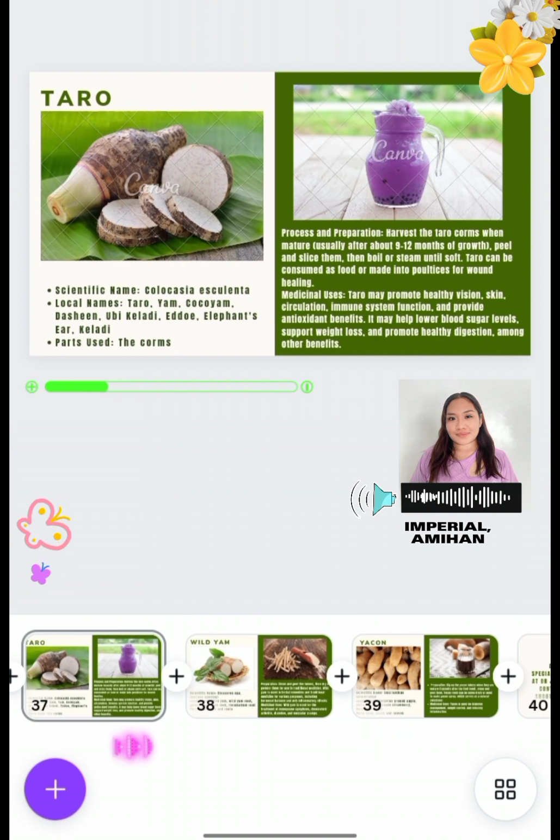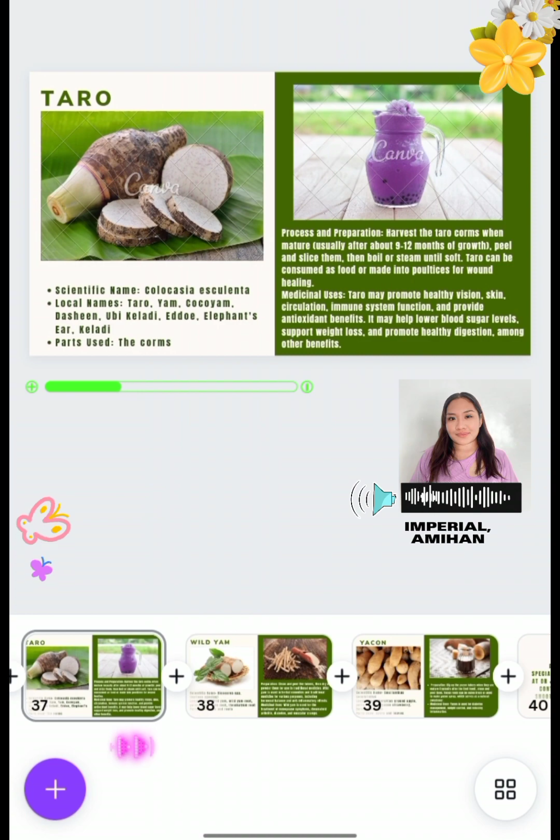Third one is taro. Its scientific name is Colocasia esculenta. Part used: the corms. Process and preparation: harvest the taro corms when mature, usually after about 9 to 12 months of growth. Peel and slice them, then boil or steam until soft. Taro can be consumed as food or made into poultices for wound healing.